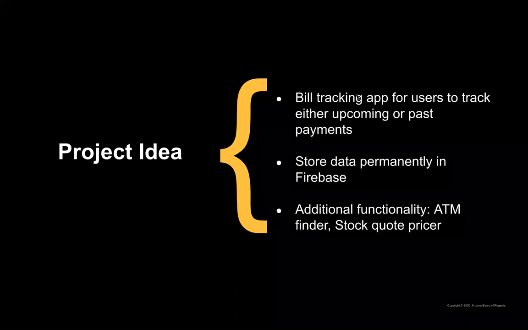My project idea was a bill tracking app, and it allows the user to track either upcoming or past payments that they either have to make or have already made. And with that, it allows the functionality to upload the picture of a receipt and use a date picker to pick the date that the payment was either made on or the date of the upcoming payment. It utilizes Firebase to store the data permanently and has additional functionality such as an ATM finder, which uses the user's current location, and a stock quote pricer, which uses a stock quote API.